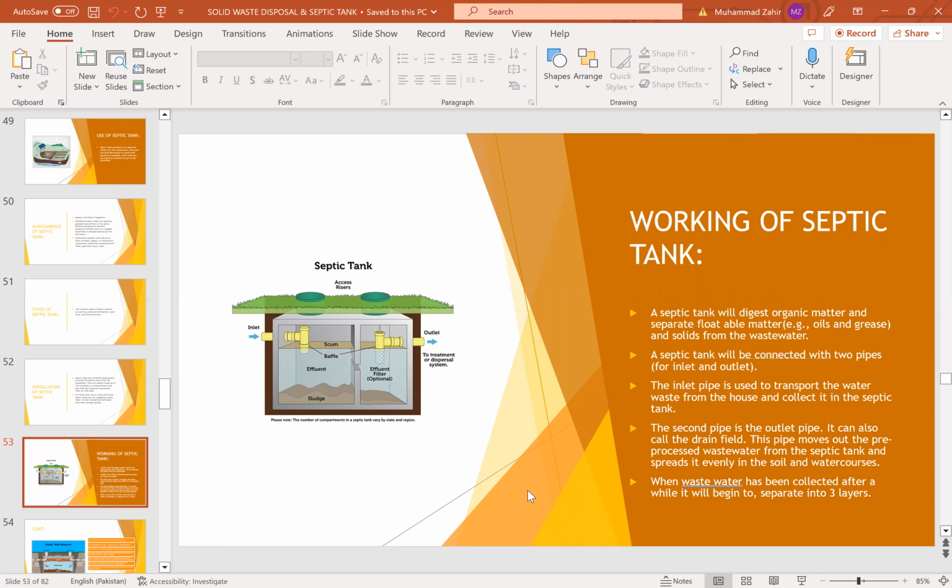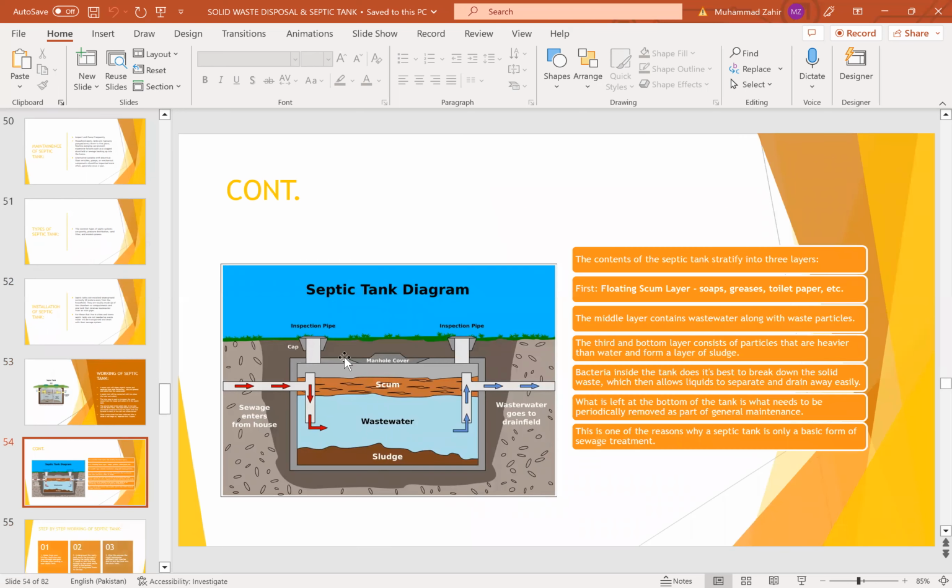When wastewater has been collected for a while, it will begin to separate into three layers. So the water inside is divided into three layers from the inlet. First is scum, second is wastewater, and third is sludge. The first is the floating scum layer, which is soap, grease, toilet paper, etc. The middle layer contains wastewater along with waste particles. And the third and bottom layer consists of particles that are heavier than water and form a layer of sludge.